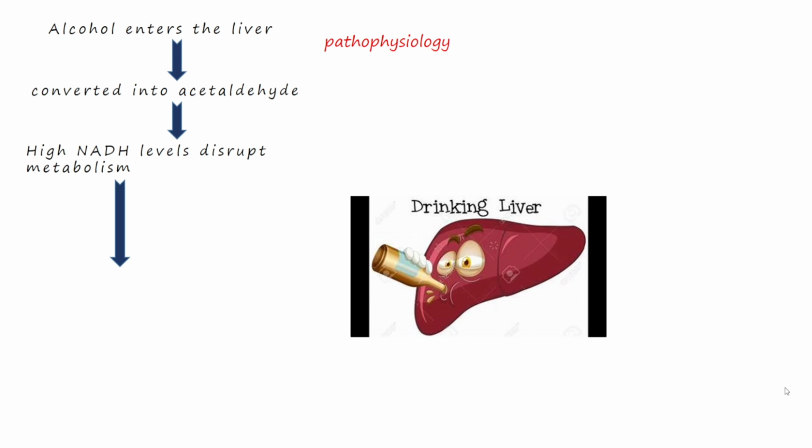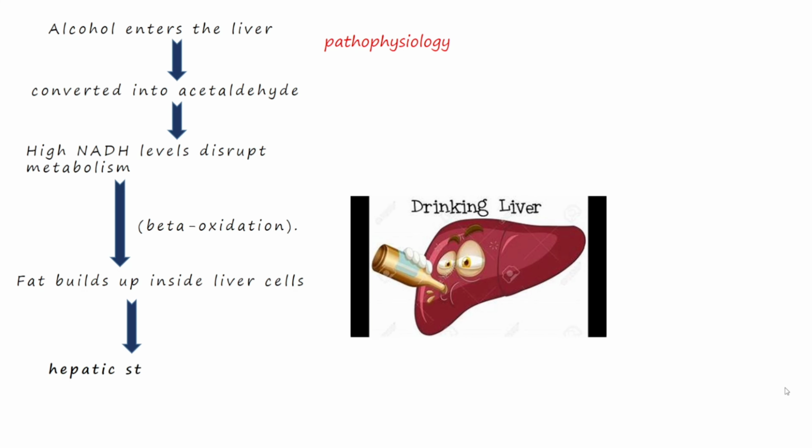First, they slow down fat burning, also known as beta oxidation. Second, they increase fat production, or lipogenesis. So fat starts to build up inside liver cells because it's not being broken down, and more fat is being made. This leads to hepatic steatosis, also called fatty liver.